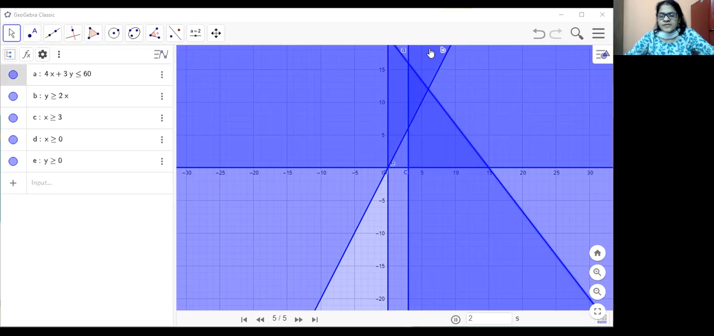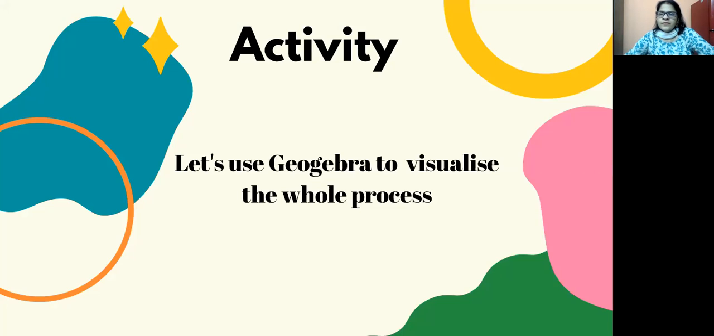So this was a small activity just to make you visualize how a system of linear inequations can be solved graphically. What we do here is draw graphs of all the given inequalities. Then we shade the common region. That common shaded portion represents the solution of the system.